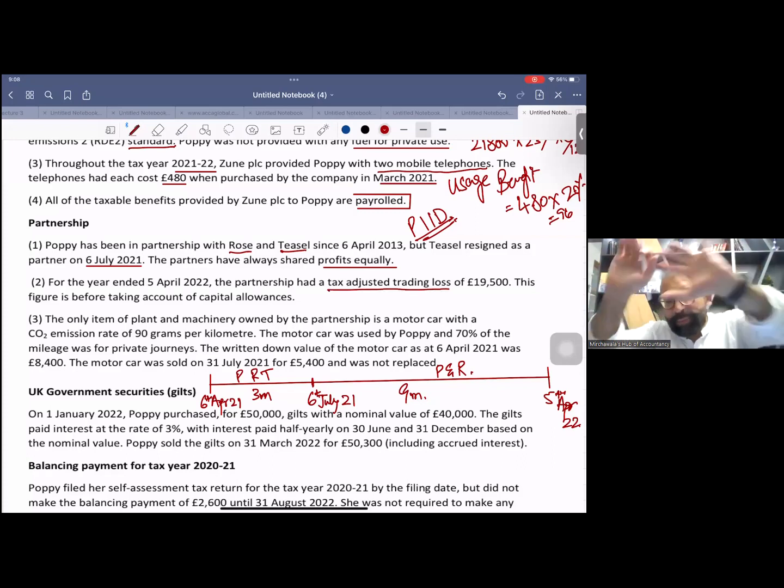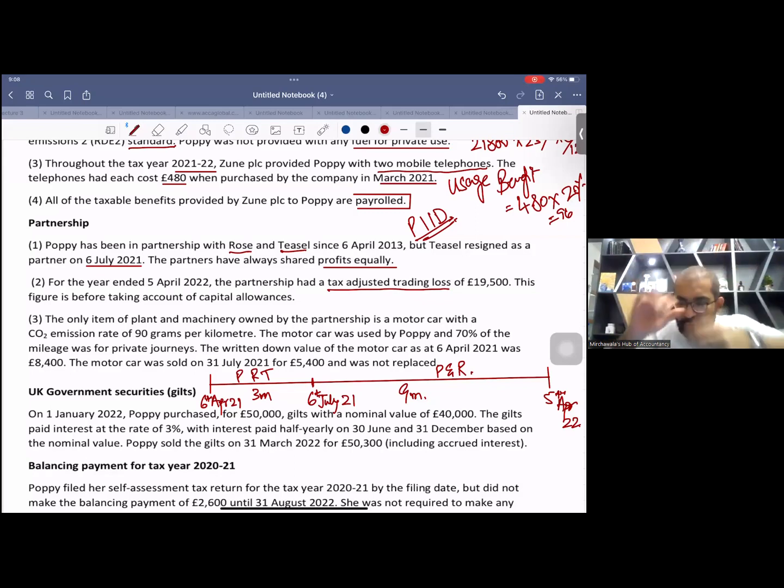Everything is adjusted. Tax-adjusted trading loss of 19,500. This figure is before taking account of capital allowance. So everything is adjusted, just calculate the capital allowance.